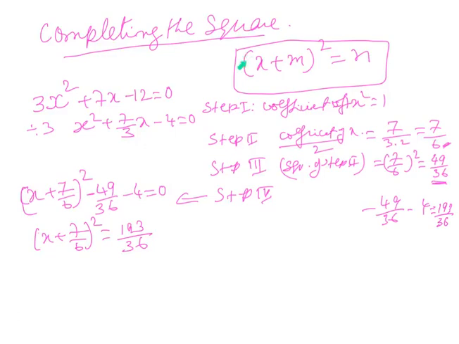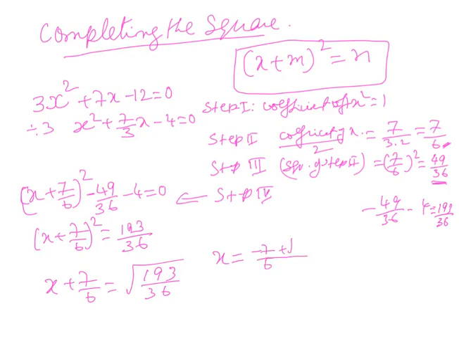It is very straightforward. I take the square root on both sides, so that is why we use this method. That is now x plus 7 over 6 is equal to, I take the square root of both sides, 193 over 36. That is, I get it now. I can conclude my answer, which is x is equal to negative 7 over 6.